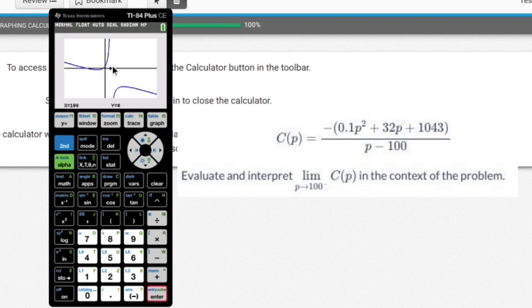There we go. All right, so there's 100 right there. See how it's blinking 100? What the question is asking us is the limit as P approaches 100 with the little negative symbol. That means from the left side. So if I go from the left side, knowing very well that I have a vertical asymptote at 100, from the left, I shoot up right to 100. So that's the graphical interpretation of what this problem is. So let's go back to the actual question and see if we can answer it.